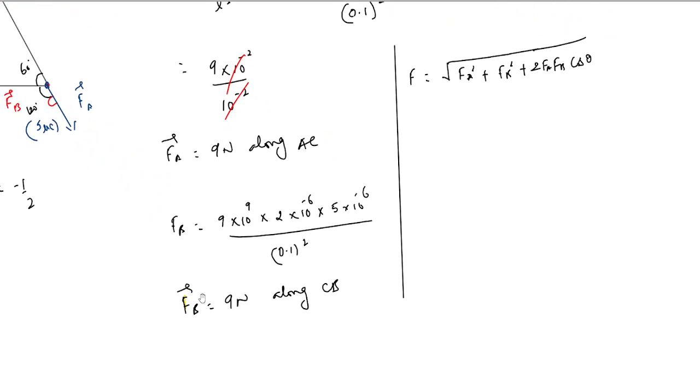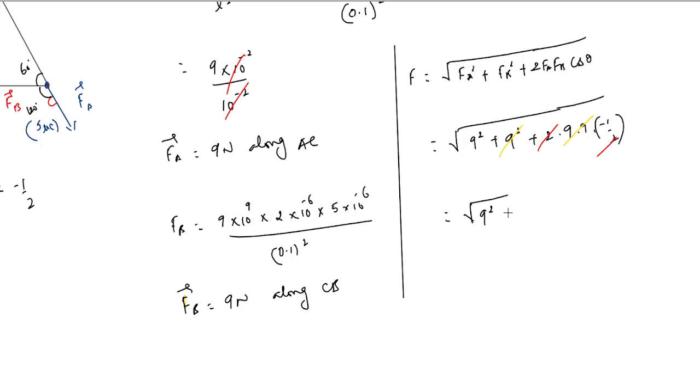But Fa and Fb are same in magnitude. Therefore, we can write this as under root of Fa is 9 square, Fb is 9 square plus 2 into 9 into cos 120, which is minus half. So from here, this gets cancelled, and this term is minus 9 square. So you can cancel 9 square with this. So finally what I get would be under root of 9 square only, that is same as 9 Newton.